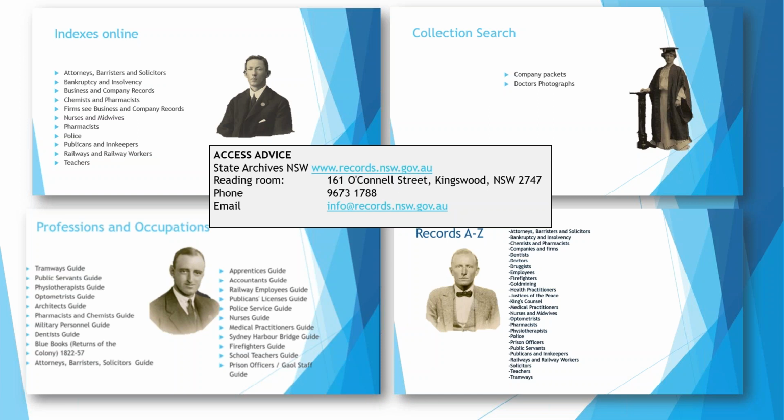From indexes online, you've got a large number of records there, and of course that will change over time. In professions and occupations, there's a large number of guides for different occupations. Records A to Z, a lot of those will link to similar things because as you drill down, you can go from one thing to the next. But in Records A to Z, there's a wide range of records there. And at the moment, in collection search, you're going to see company records, doctors' photographs, and also businesses have been added as well.